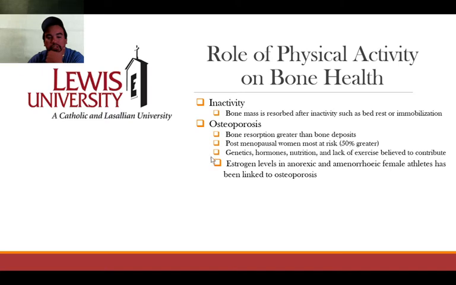Osteoporosis is when bone resorption is greater than bone deposits, typically in postmenopausal women. Your risk is 50% greater at that point. Genetics, hormones, nutrition, and lack of exercise are believed to contribute to this. Estrogen levels in anorexic and amenorrheic females have been linked to osteoporosis. So an eating disorder with anorexia and amenorrhea, a lack of menstruation, can also cause some osteoporosis a little bit earlier.